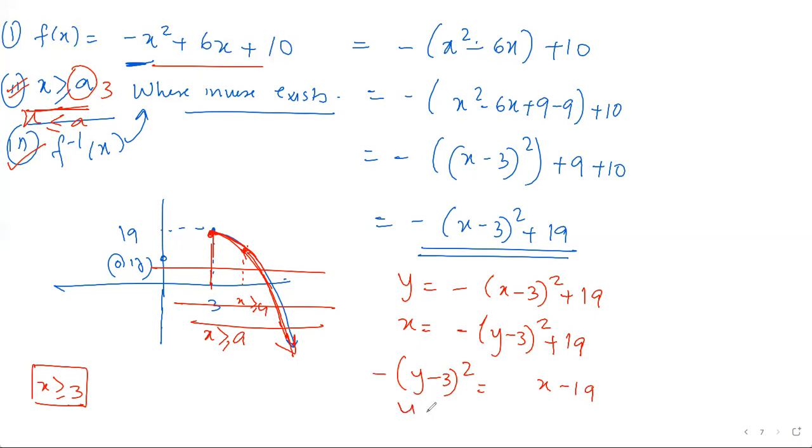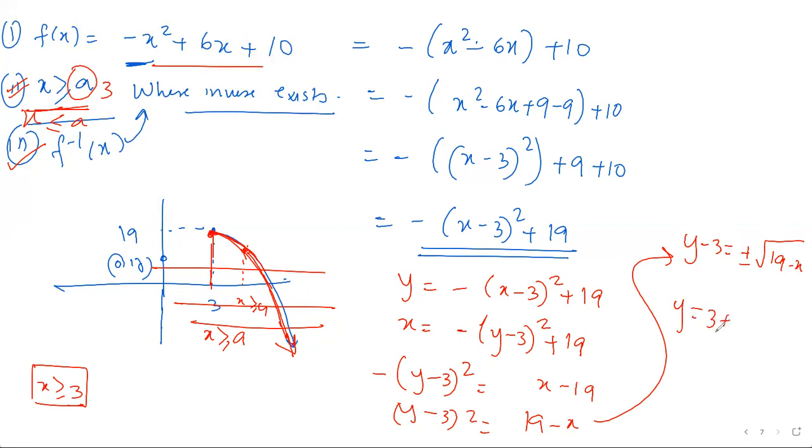The negative is here. So (y minus 3) the whole squared equals 19 minus x. And then you make y the subject. y minus 3 is going to be plus or minus root of 19 minus x, so y is 3 plus or minus root of 19 minus x. Now you're seeing here that you got two expressions. One is with plus, and the other one is 3 minus root of 19 minus x.